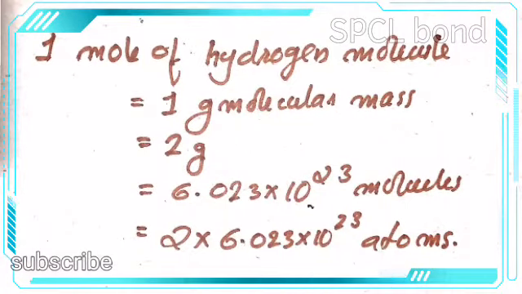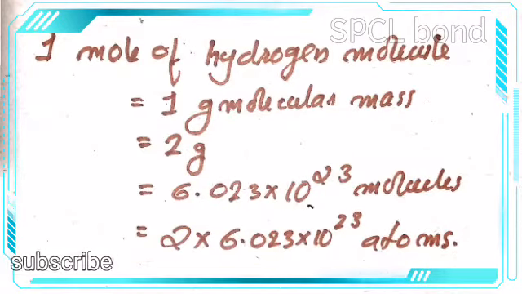Okay. Consider another example. A mole of hydrogen atoms represents 1 gram atomic mass of it, that is 1 gram, which contains dash atoms. Fill the blank. Contains 6.023 × 10^23 atoms of hydrogen. Whereas a mole of hydrogen molecules represents 1 gram molecular mass of it. What's the weight? 2 gram. Very good. Which contains dash molecules. Yes, 6.023 × 10^23 molecules. Okay.